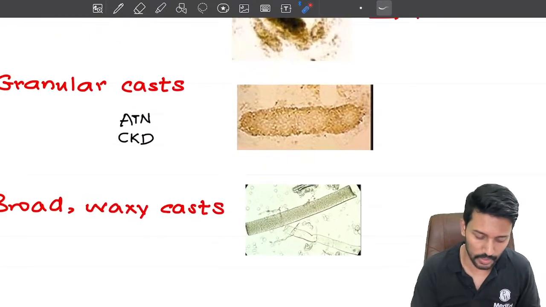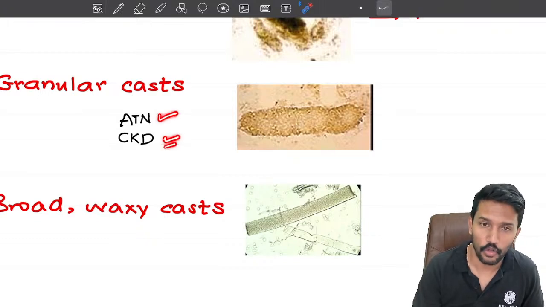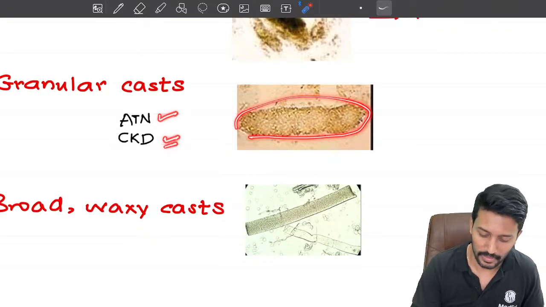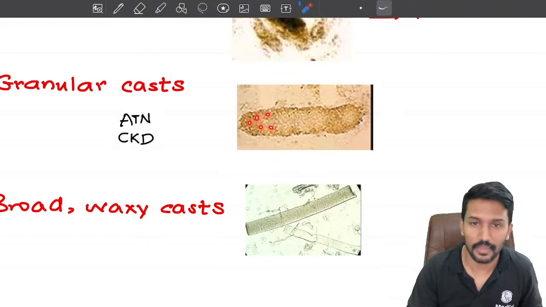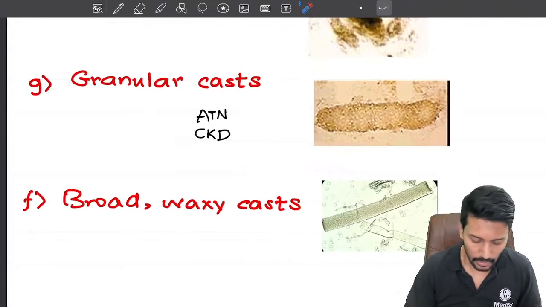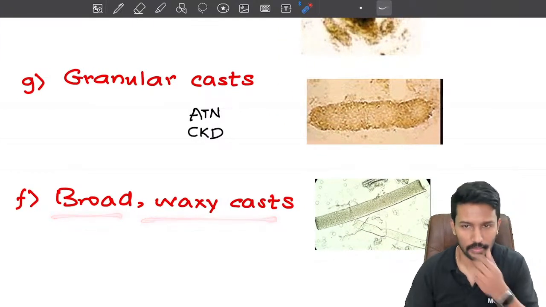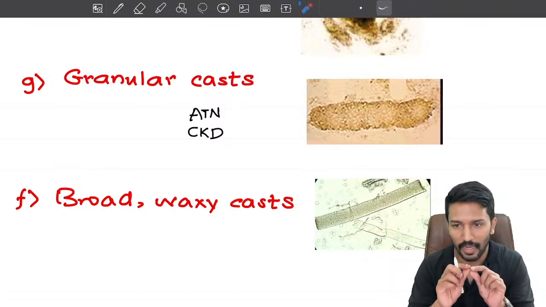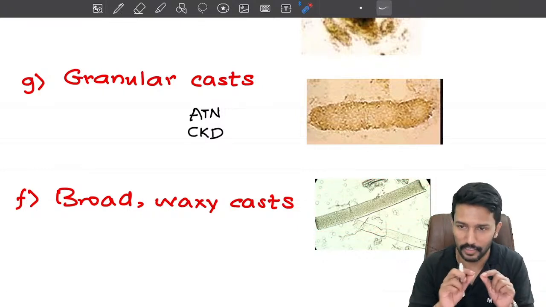That can be seen in two conditions: acute tubular necrosis and chronic kidney disease. Like you see here, it is a sheet where you can see fine granularity. Okay. The last one is the broad waxy cast. Look at this cast. It looks like the cast is made from wax. It is broad and it is made from wax.